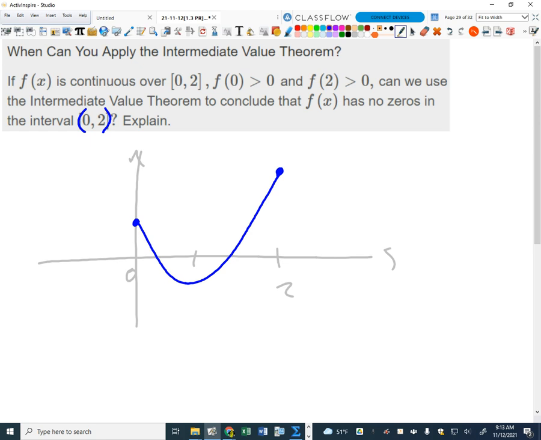IVT just can't guarantee that it has zeros because 0 is not an intermediate value relative to the endpoints. But they could exist, right? So don't overstep the bounds of an existence theorem. Existence theorems are just there to prove under certain conditions that something exists. They say nothing about where it can't exist or it doesn't exist. That's not their job. Okay?